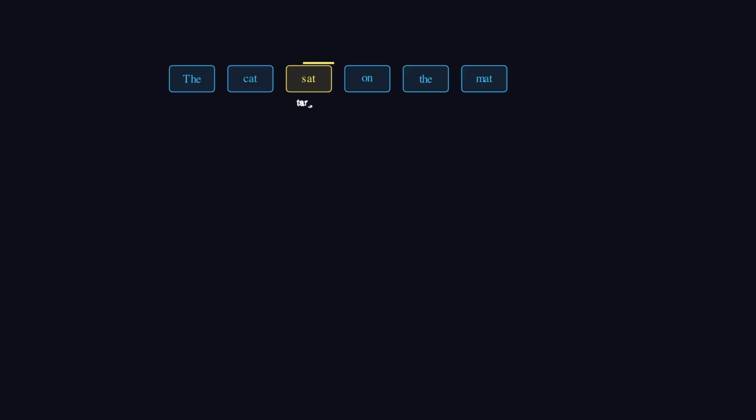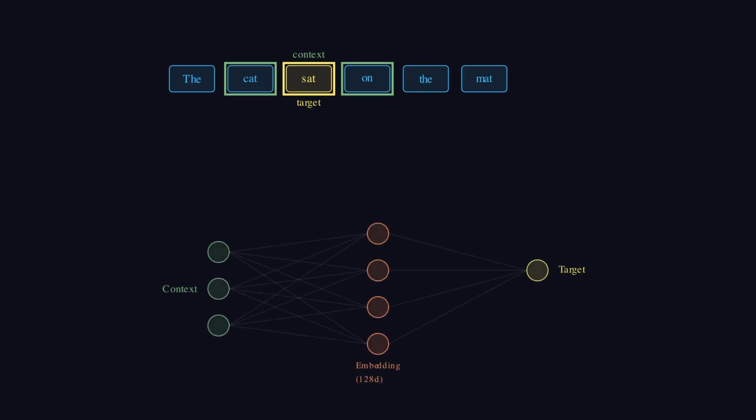The most famous algorithm for learning embeddings is Word2Vec, published by Mikolov at Google in 2013. The idea is beautifully simple. Take a sentence. The cat sat on the mat. Pick a target word. Sat. The context words are the surrounding words.